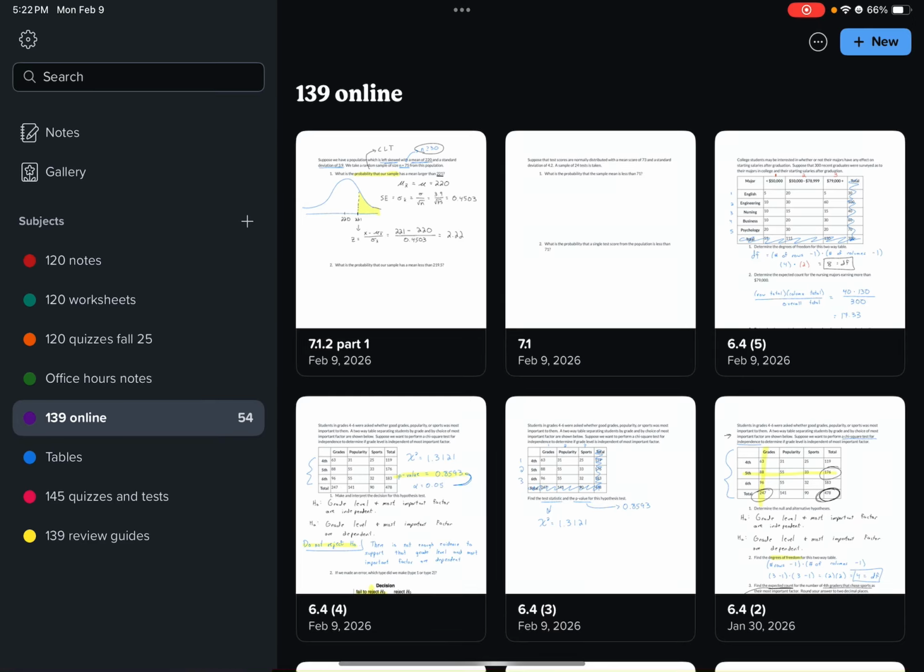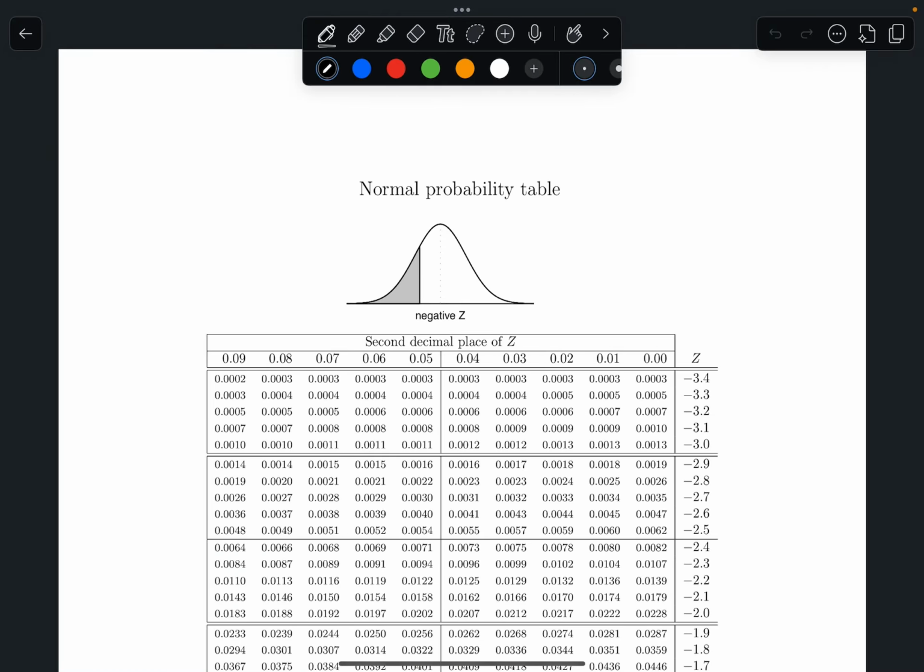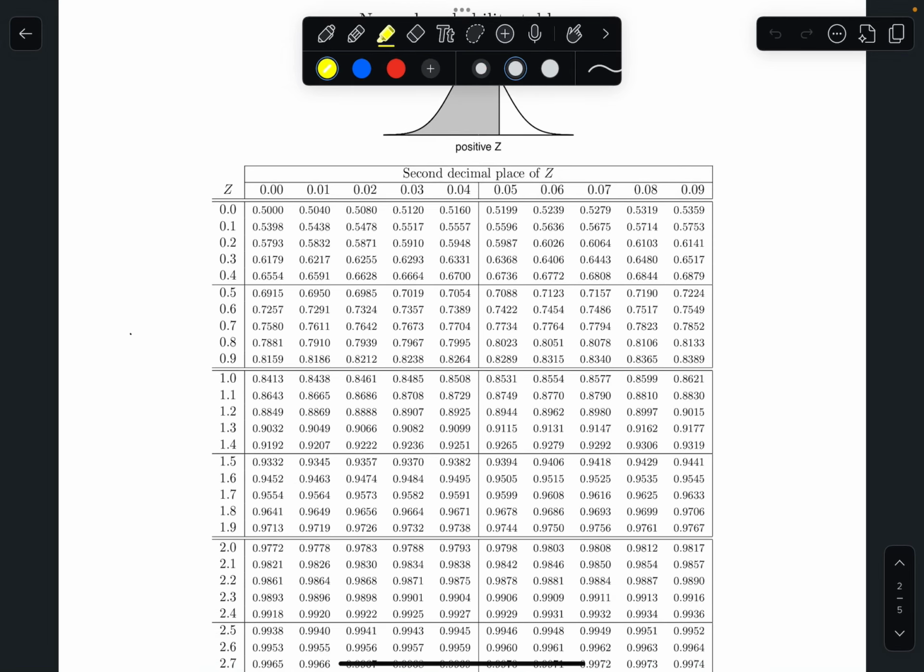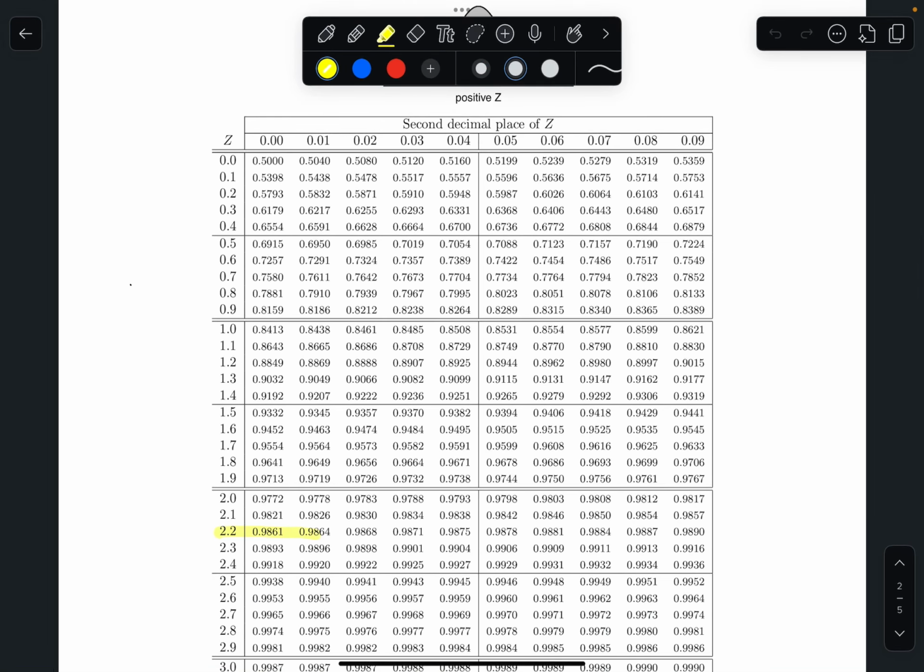So returning to my probability tables, we're looking for the positive z-score. Here is positive 2.2. I'm looking at this row right here. My second decimal place is a 2, so we're looking at this column, which means that the area to the left is 0.9868, but of course that's not what I asked you to find.